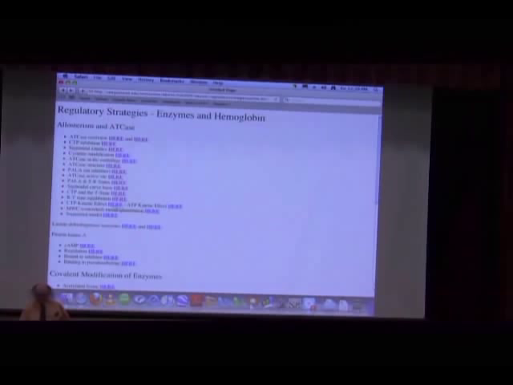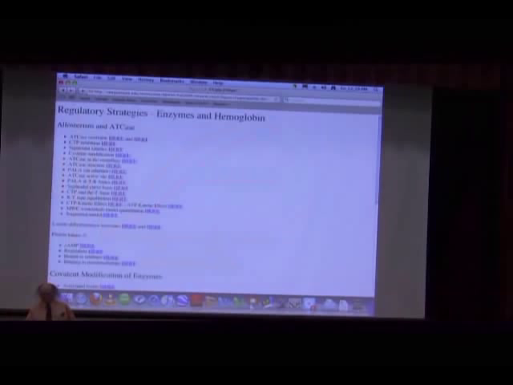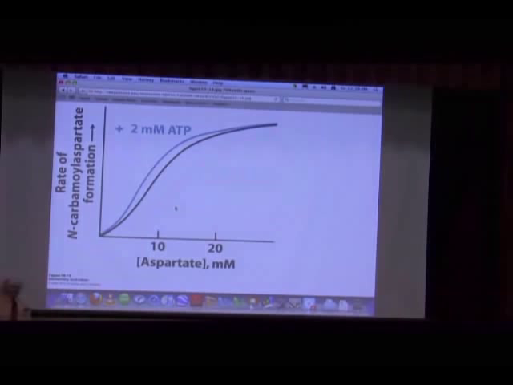Okay. R state, T state, more active, less active. They don't show ATP on there, but ATP also plays a role. Not surprisingly, if you measure the velocity as a function of aspartate concentration and compare it when CTP is present versus absent, guess what? It's lower in CTP. I've already shown you that. Okay? Not a surprise.